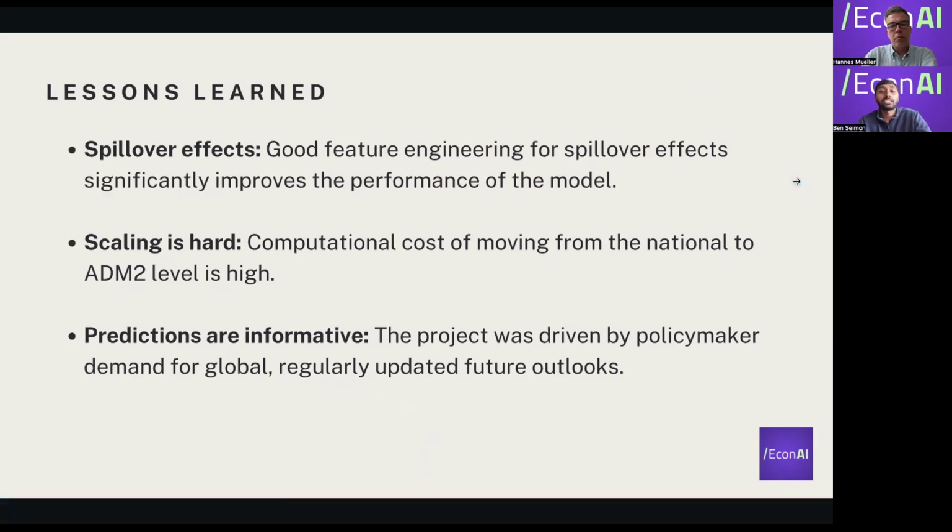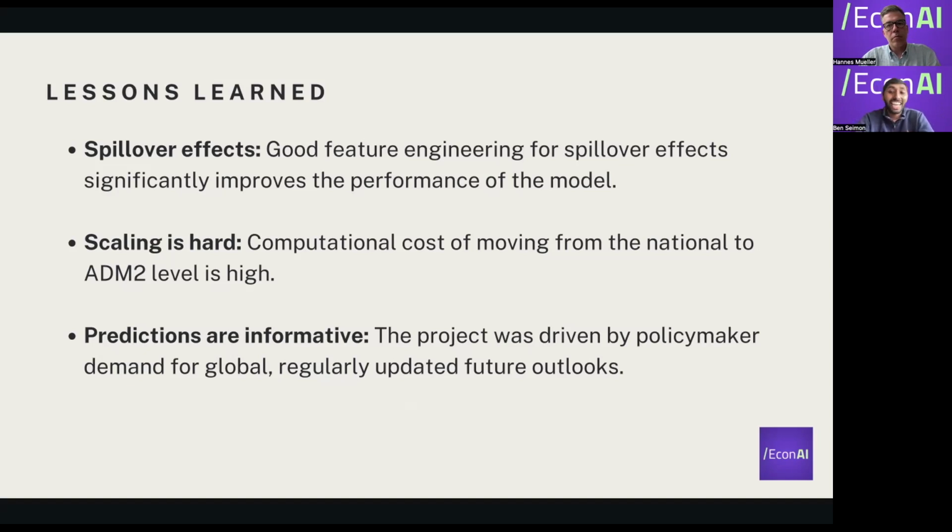So what are the key lessons learned from this project? Well, the first one is that spillover effects are crucial when generating prediction models at this unit. Good feature engineering for spillover effects makes a very, very big difference to the model's performance. So, again, for the more techie amongst you, we consider a buffer around each admin 2 region, and we are looking at events that happen within this buffer. So within 25 kilometers, within 100 kilometers, all the way up to 500 kilometers.